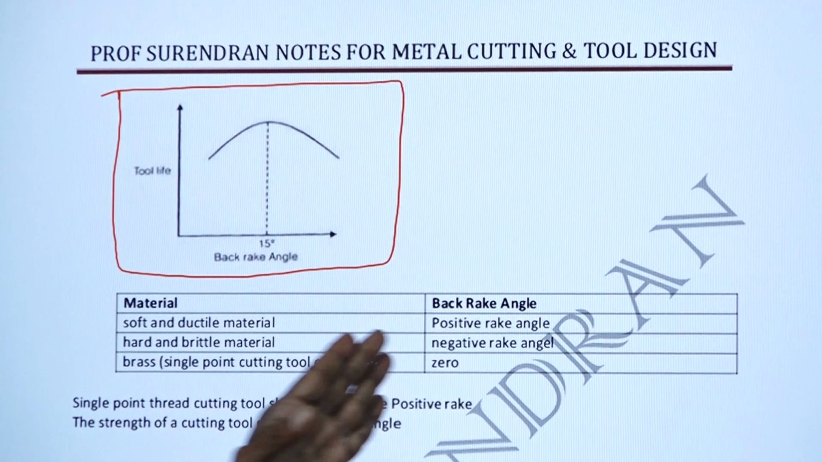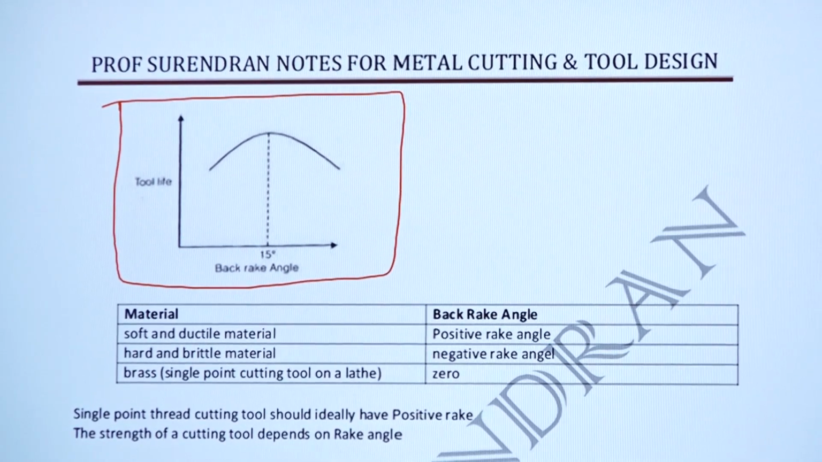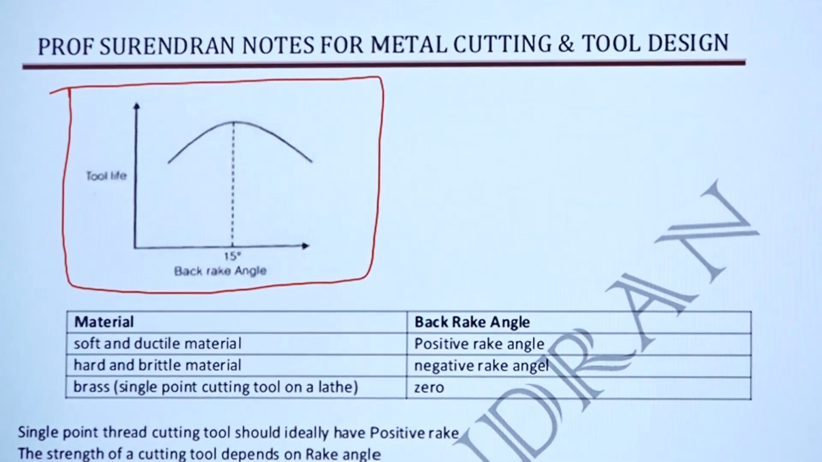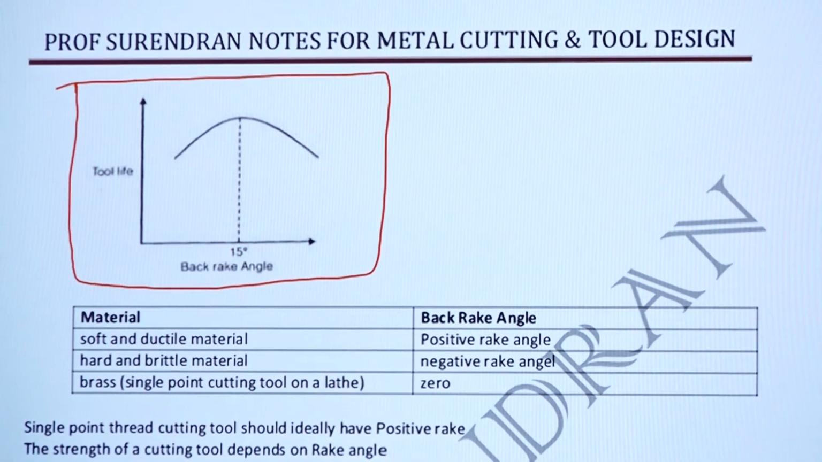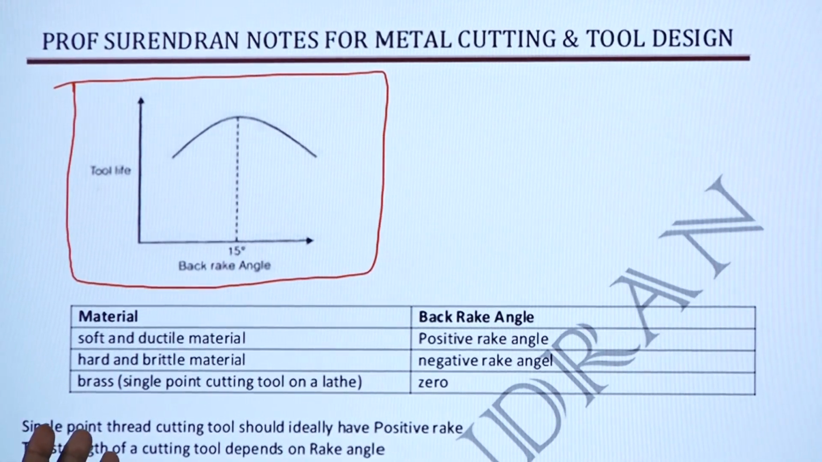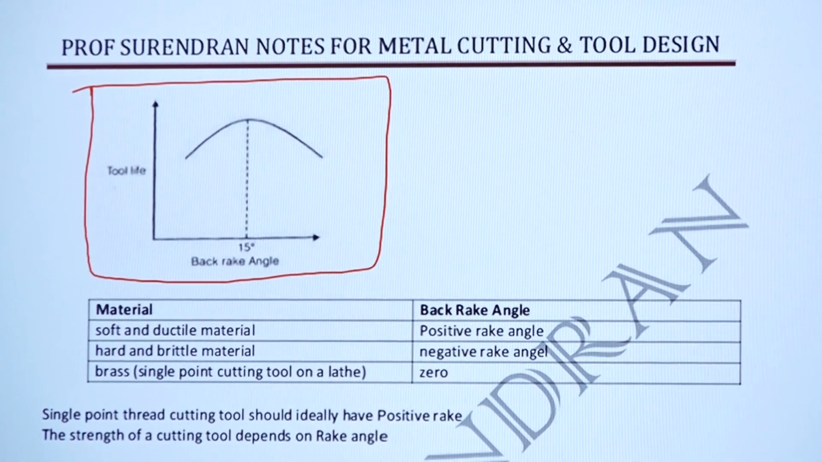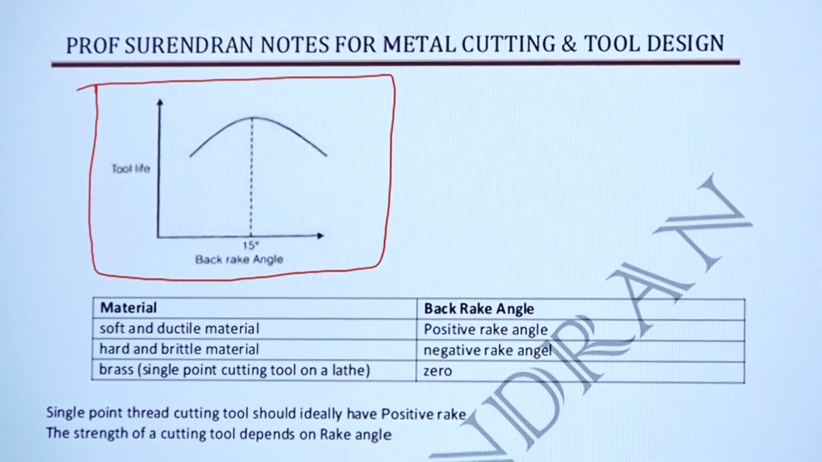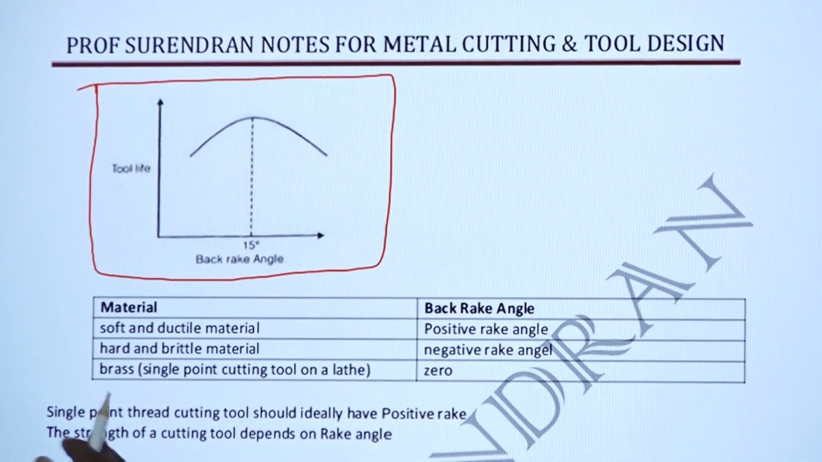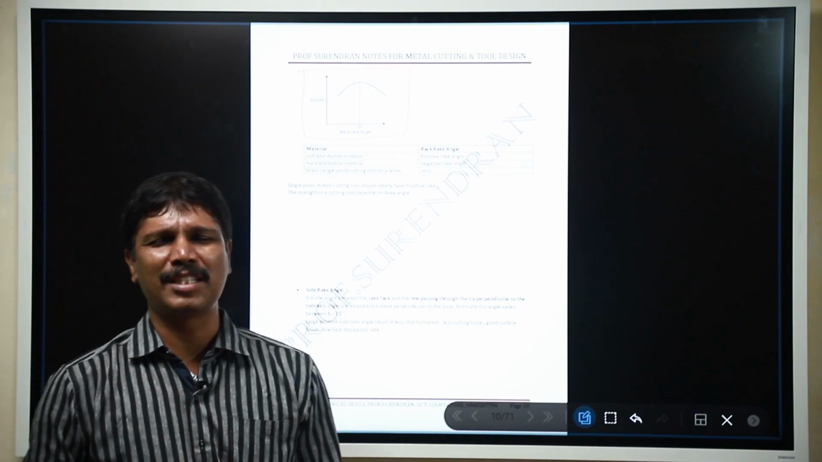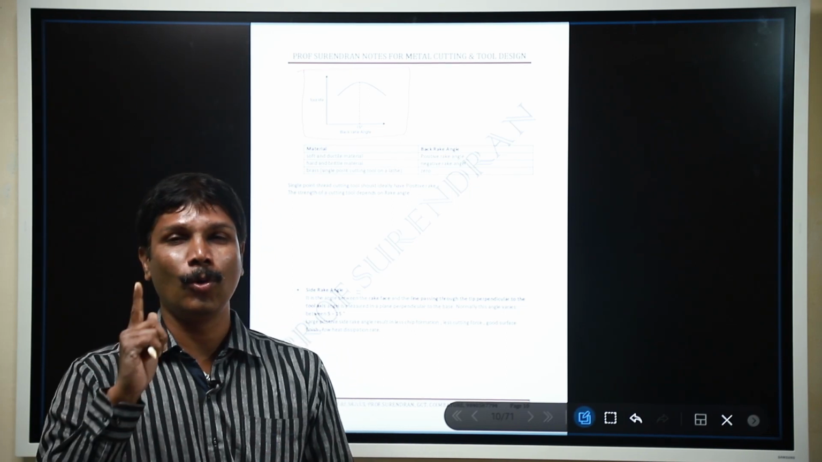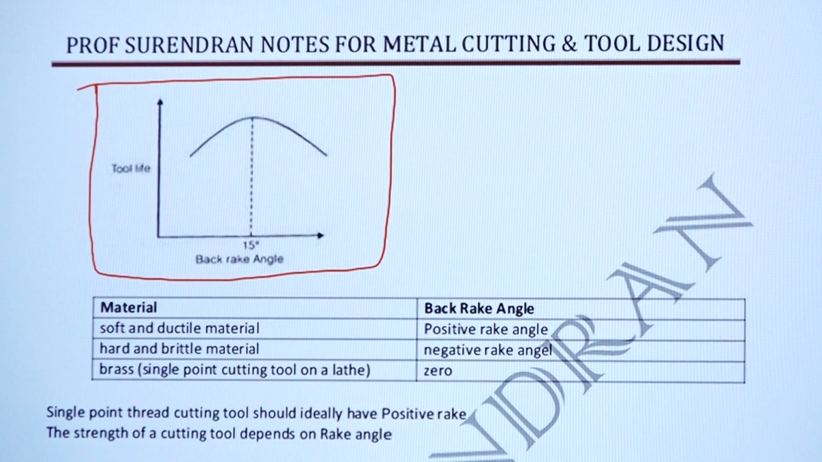Regarding the material and back rake angle: for soft and ductile material, you should go for positive rake angle. When we have hard and brittle material, we go for negative rake angle. For hard and brittle material, they always go for negative rake angle. And brass is the famous example: for brass, zero rake angle.